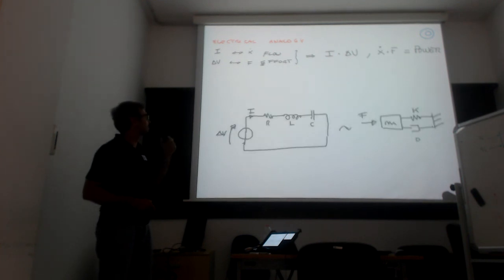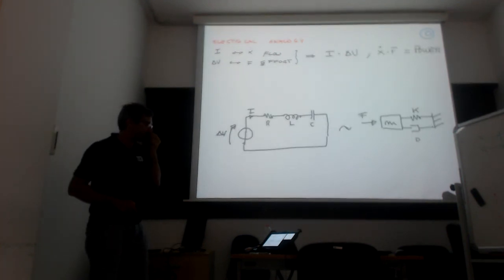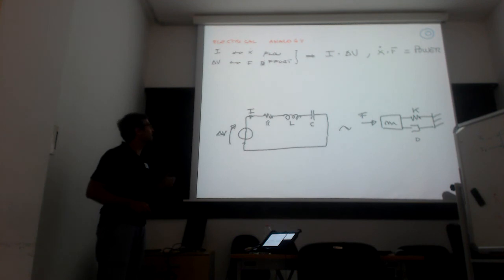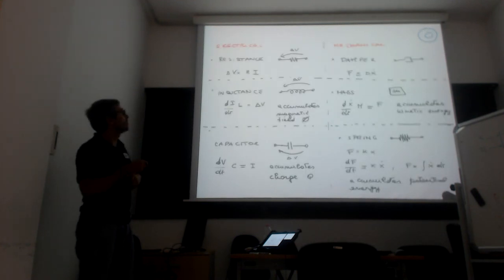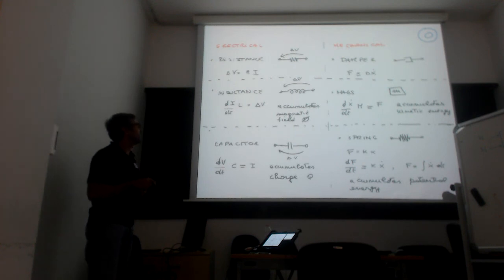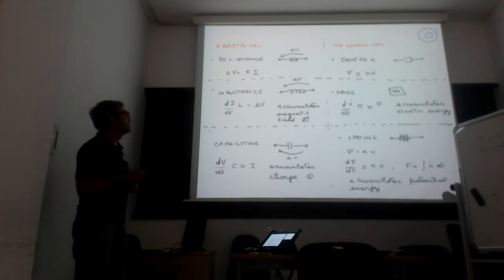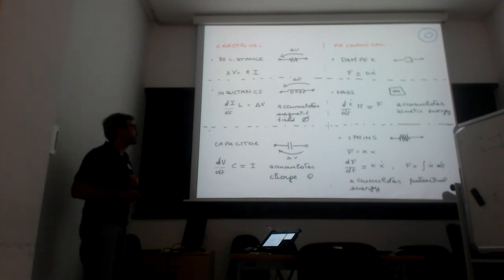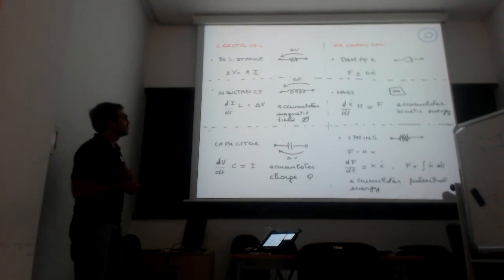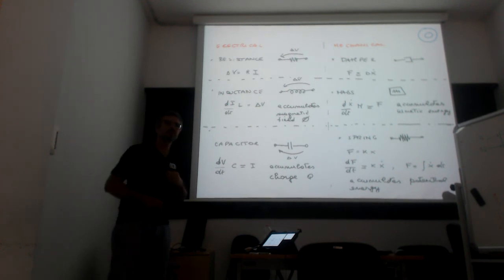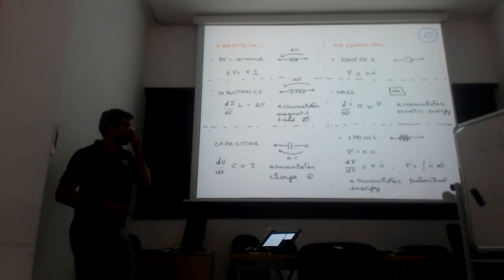These are optional slides about an electrical analogy of all the components. The damper is a resistor, the mass is equivalent to the inductance. In essence, they follow the same differential equation, while the spring is equivalent to a capacitor. This is just for your interest.